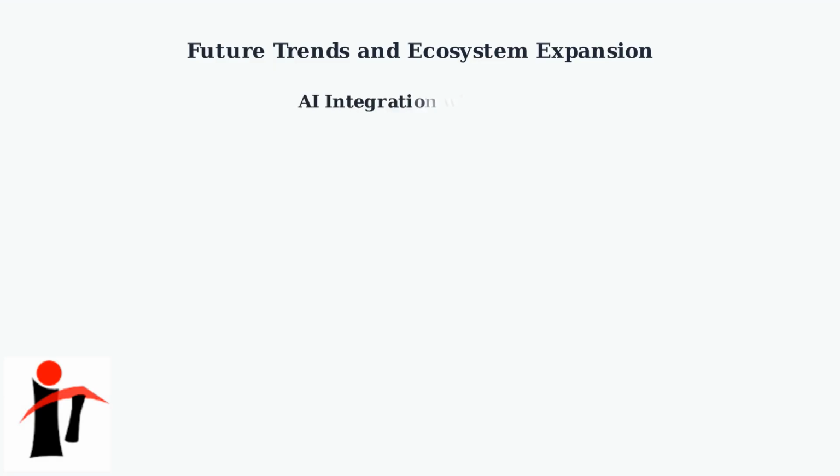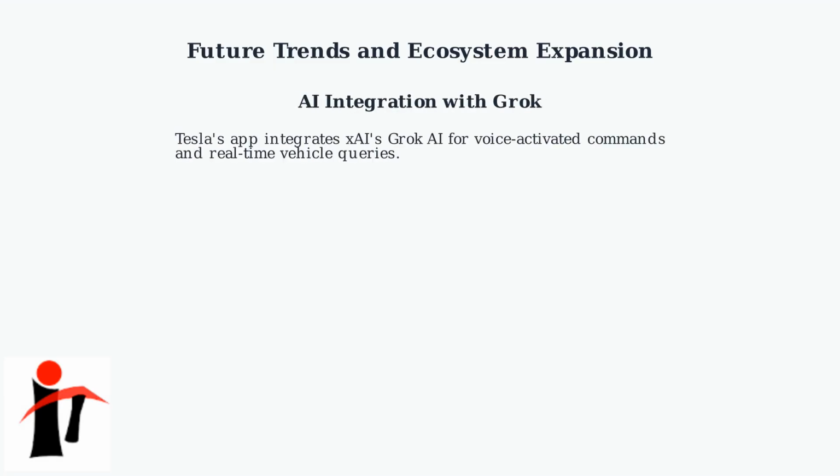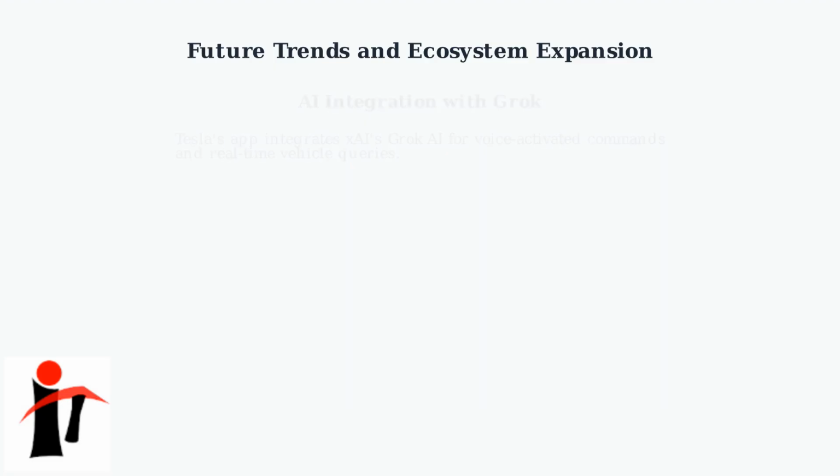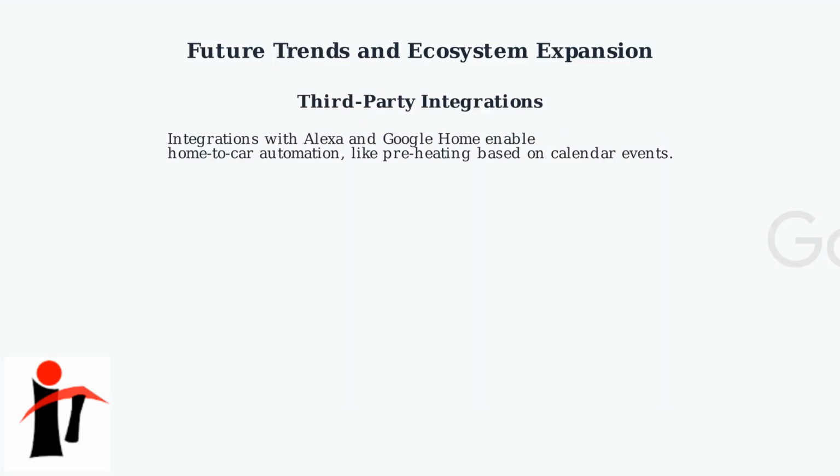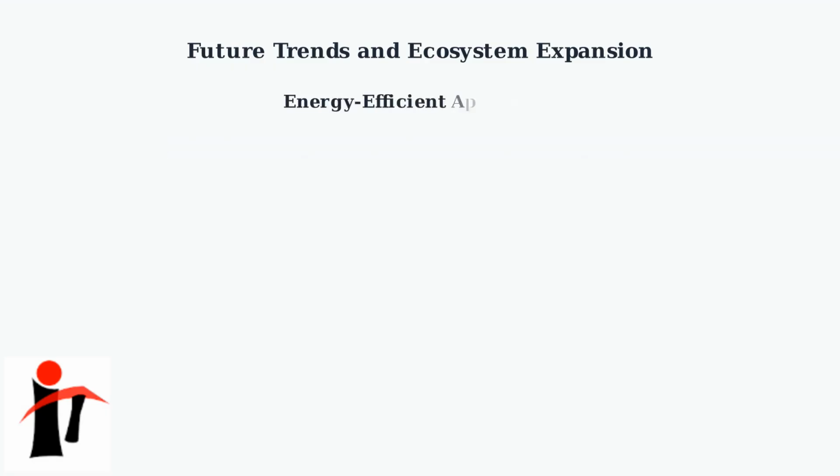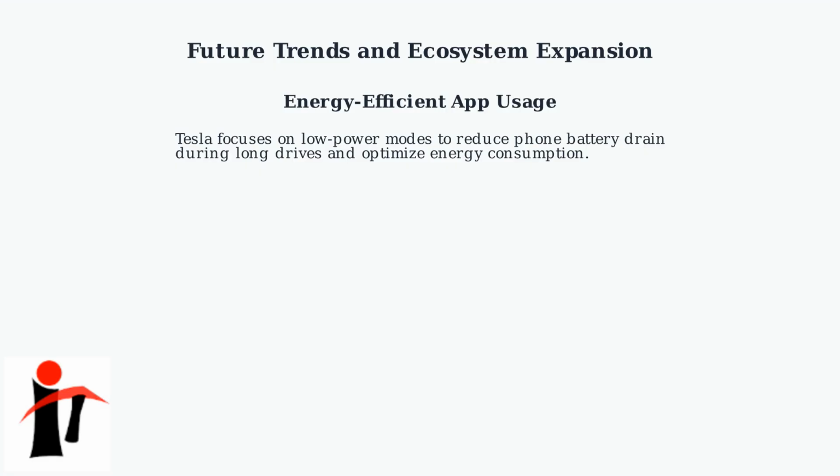Tesla app is constantly evolving with AI integration through xAI's Grok AI, allowing voice-activated commands and real-time vehicle status queries. Expanded third-party integrations with Alexa and Google Home allow home-to-car automation, such as preheating your Model 3 based on calendar events. Tesla emphasizes energy-efficient app usage with low-power modes to minimize phone battery drain during extended drives.